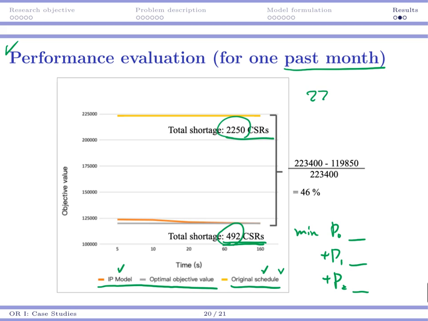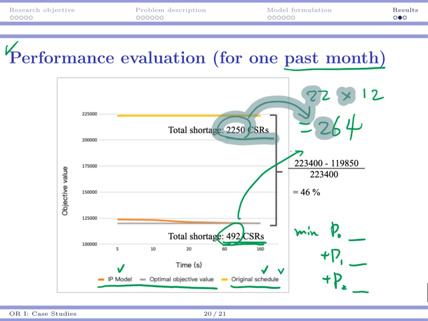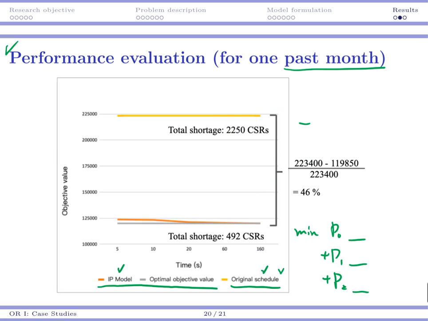Roughly in each month, you have 22 work days. And each day is from 9 a.m. to 9 p.m. roughly. So we have roughly about 264 periods. With the original schedule, in each period, on average, you have 9 shortage. But now with us, you only have 2 shortage, actually less than 2. So roughly you may take a look at the difference between the CSR shortage. You may also agree that our program seems to be a good program.